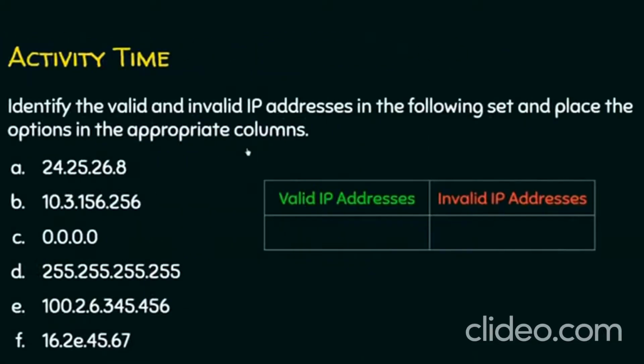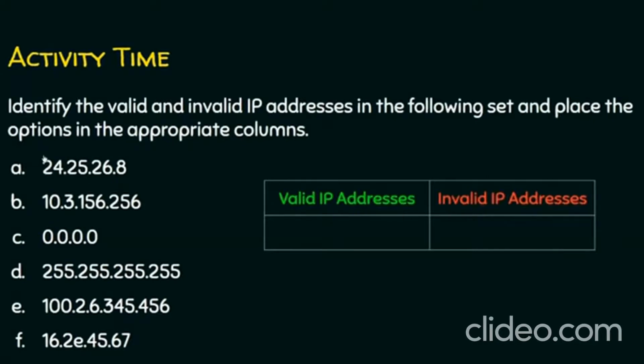So far we have seen how to see the IP address in a real device. There is an interesting activity for you. We are required to identify the valid and invalid IP addresses in the following set. A set of IP addresses is given, and we are required to identify the valid and invalid IP addresses and place the options in the appropriate columns. There are two columns given: one is the column for valid IP addresses, another one is for invalid IP addresses.